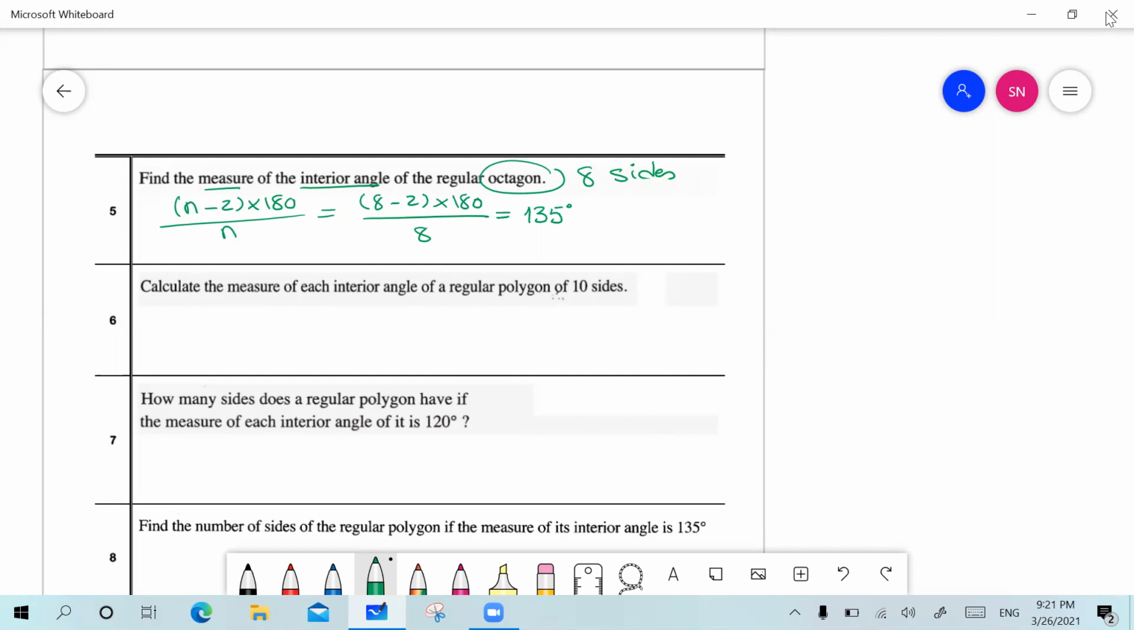Okay. Number 6, calculate the measure of each interior angle of a regular polygon of 10 sides.